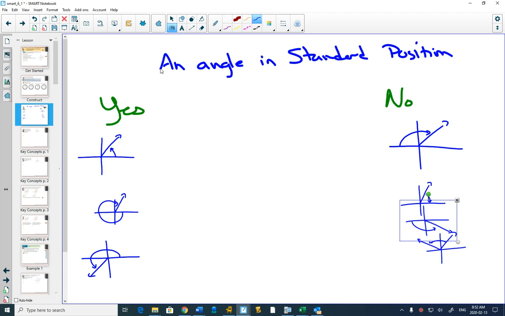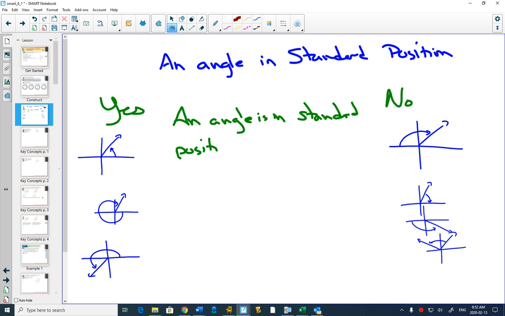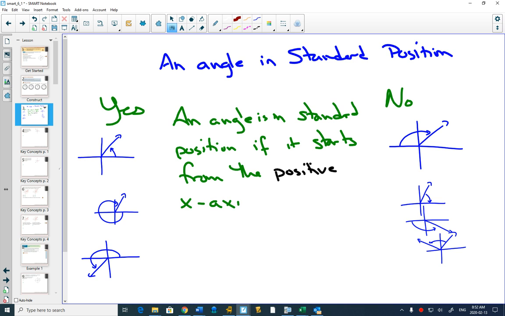So let's write out that definition. You are correct. An angle is in standard position if it starts from the positive x-axis. Excellent. Definition number 1.